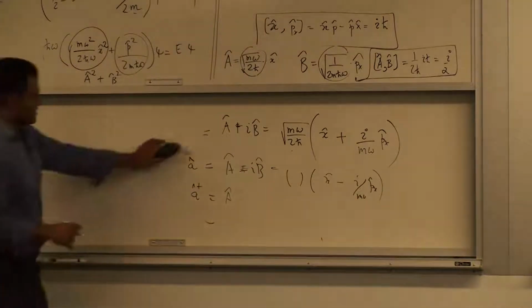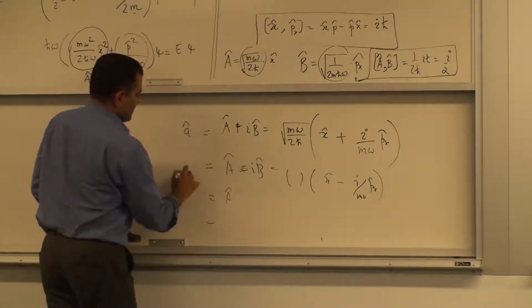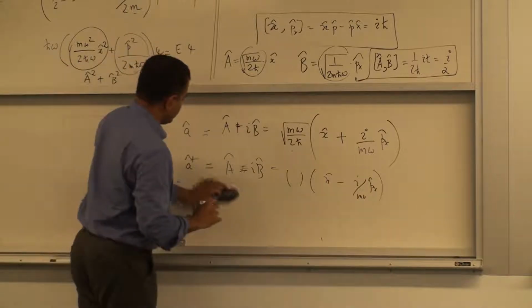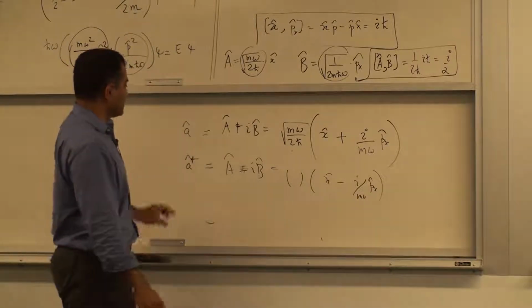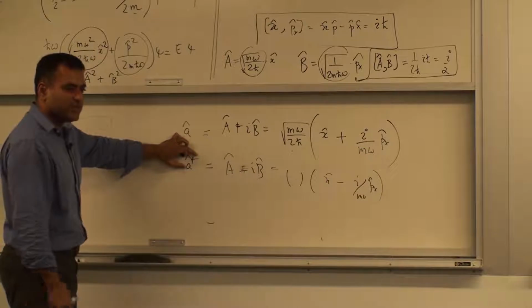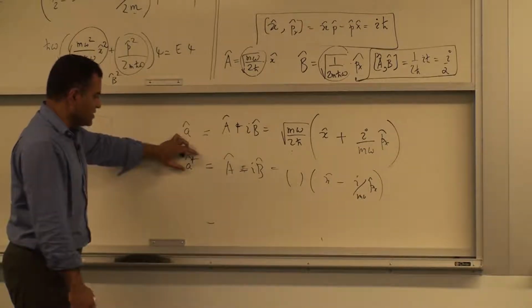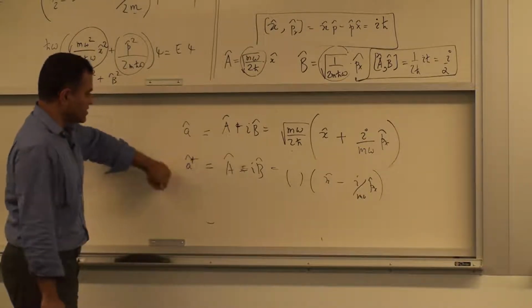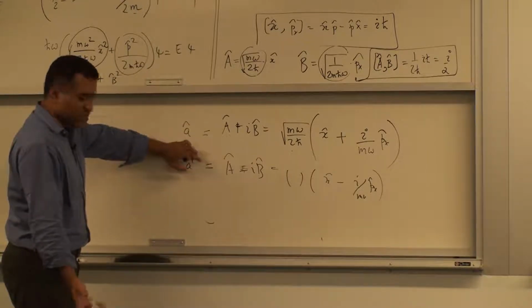So the first one is A. And this one is written with a dagger, which you can think of as the Hermitian conjugate, meaning you take the transpose if you are a matrix and then take the complex conjugate of every term. It's the Hermitian conjugate. If you are dealing with numbers, it's just the complex conjugate.